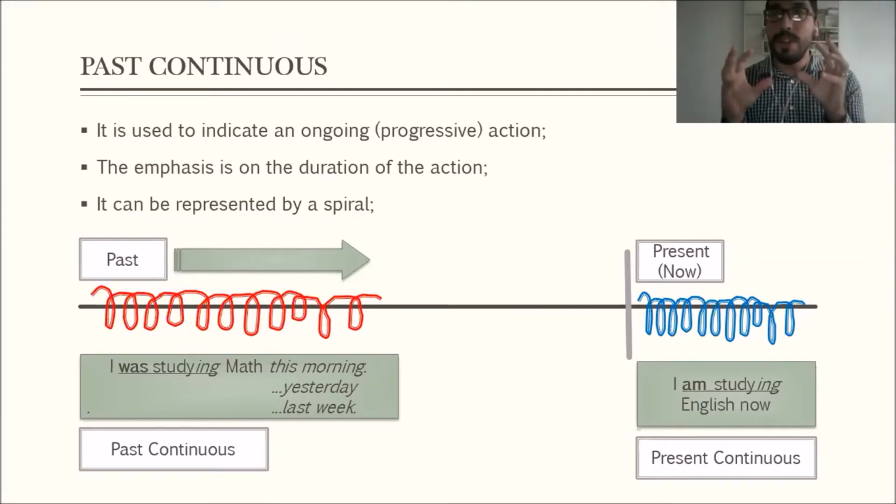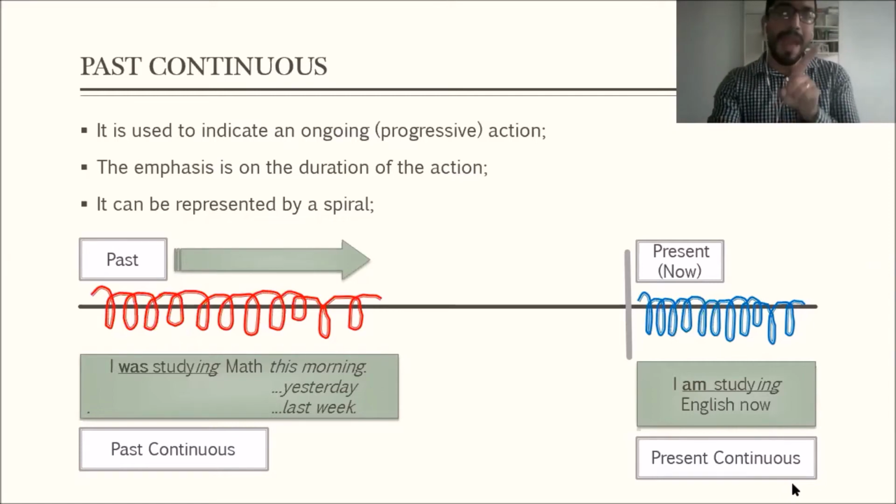So all of the features, the grammar, for example: the subject, I, the verb to be, the auxiliary, am, and the principal verb, the main verb, is study. It's continuous, so we put ing, studying. So I am studying English now. I'm studying English now. That's also progressive. That's why we say present continuous.